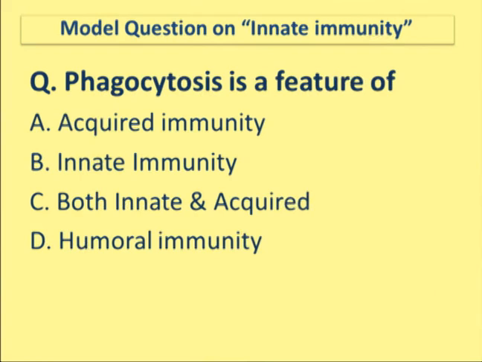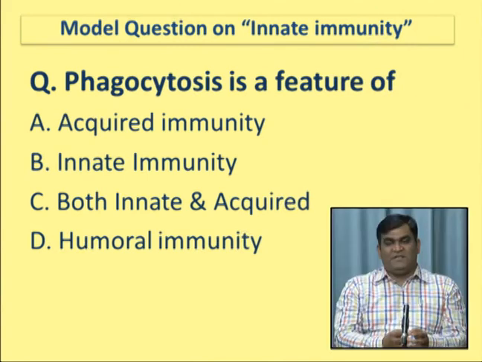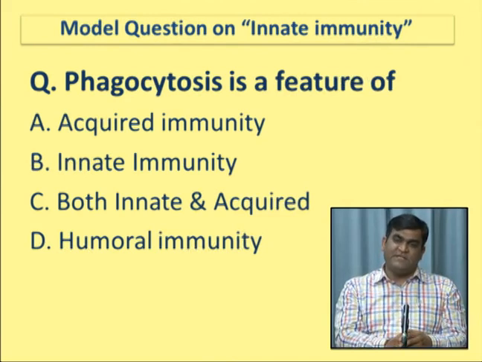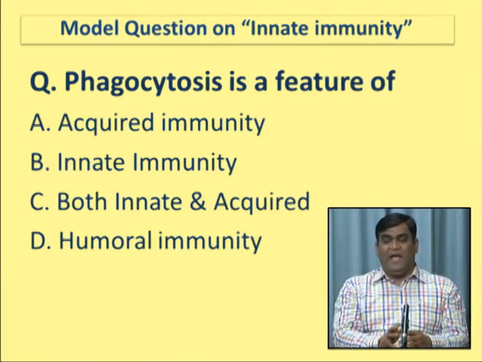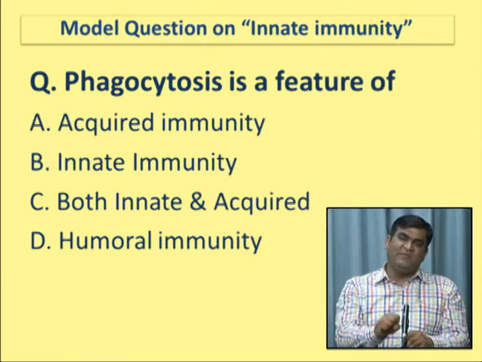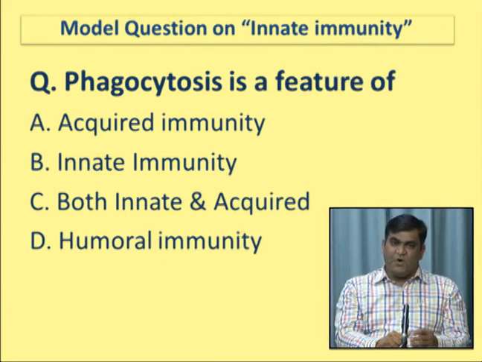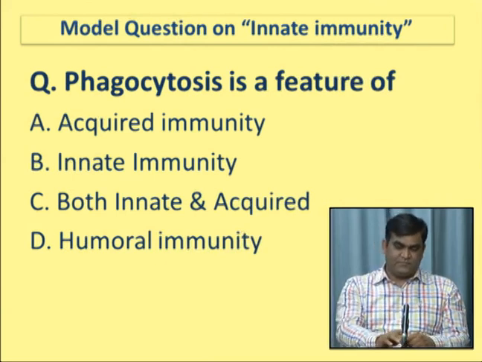Now in this particular question it is asked, phagocytosis is a feature of acquired immunity, innate immunity, both innate and acquired, or humoral. So the right option is that it is a feature of innate immunity, because whenever a phagocytic cell engulfs an antigen, it does it non-specifically. Any particulate substance can be engulfed by the phagocytic cells, and thereby phagocytosis is non-specific and it is a component of innate immunity.